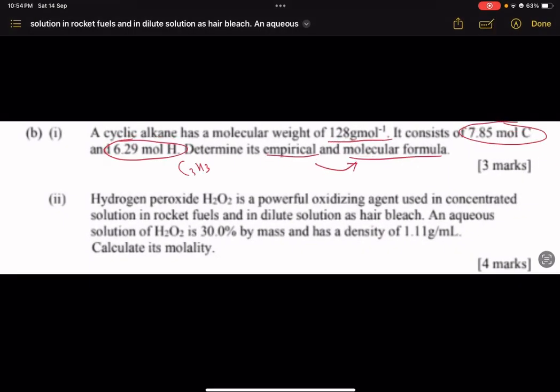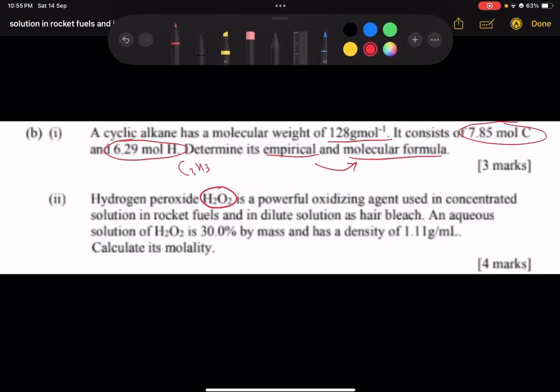Okay, so for the next question, B2. Second question: hydrogen peroxide, H2O2, is a powerful oxidizing agent used in concentrated solution in rocket fuels, and in dilute solution as hair bleach. An aqueous solution of H2O2 is 30% by mass, density 1.11 gram per ml. Calculate its molality.